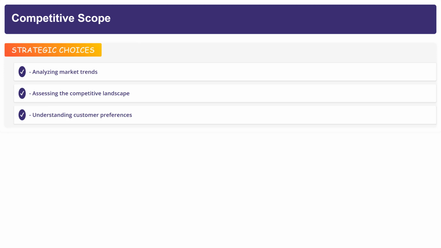Both expanding and narrowing the market focus require strategic choices. This includes analyzing market trends, assessing the competitive landscape, and understanding customer preferences. By making informed decisions based on these factors, businesses can effectively expand or narrow their market focus.